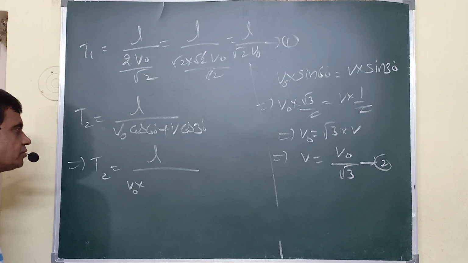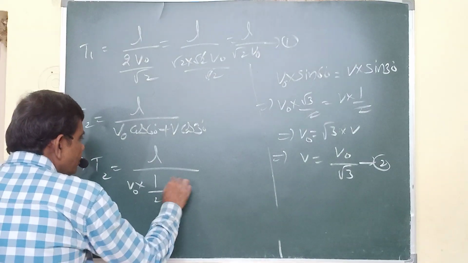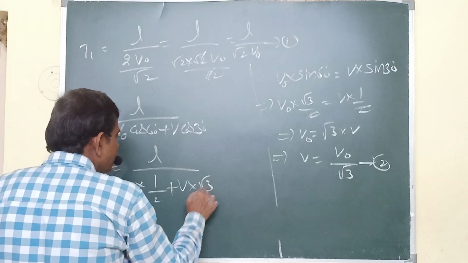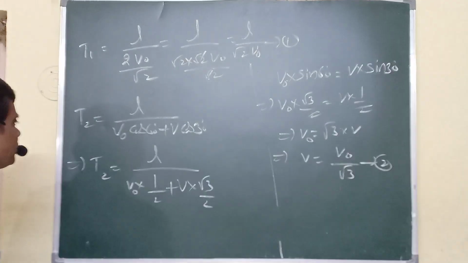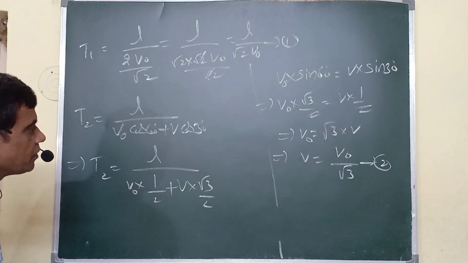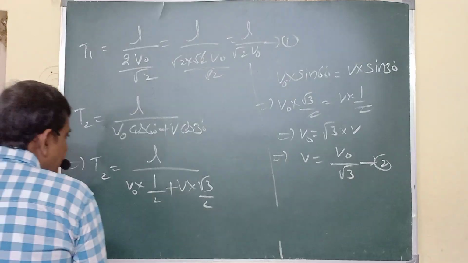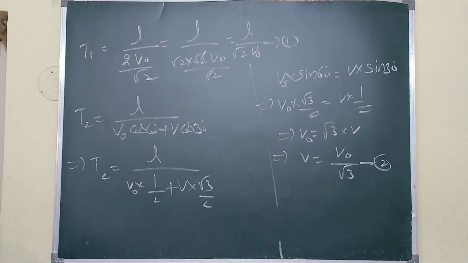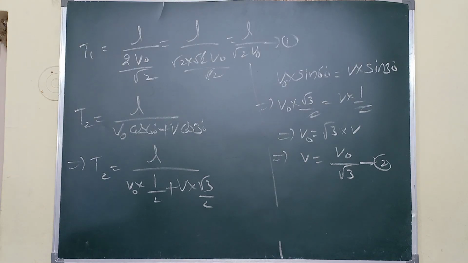What is the cos 60 value? Cos 60 equals 1 by 2. So again V into, what is the cos 30 value? Root 3 by 2. Right. Now again you write the relation. What is V? Again you write V naught root 3. Again you take this 1 by 2 common. Now what am I getting here? After doing mathematics, we are getting T2.